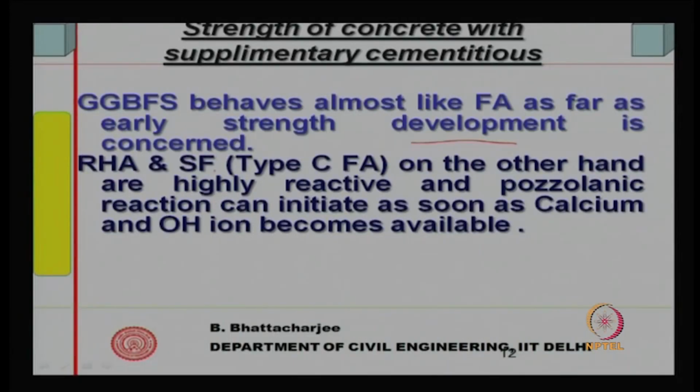But silica fume and some types of fly ash and rice husk ash, on the other hand, are highly reactive, and the pozzolanic reaction can initiate as soon as calcium and hydroxyl ions become available. So, sufficient concentration is not really required. Besides, silica fume is very fine. If you look at silica fume, it is the other extreme. Silica fume is very fine, and fine silica fume gets into the pores of the cement system.